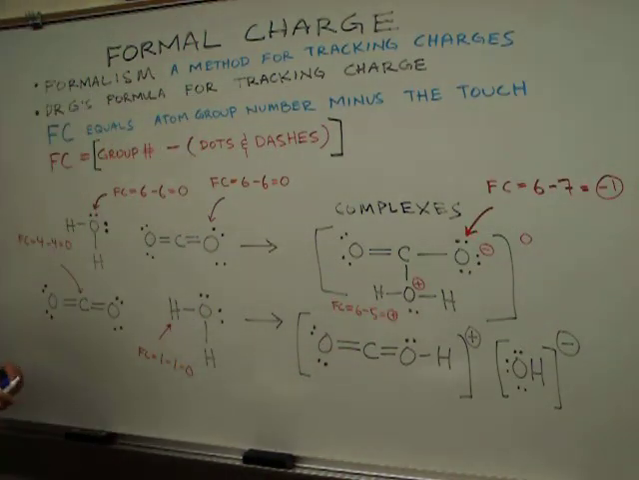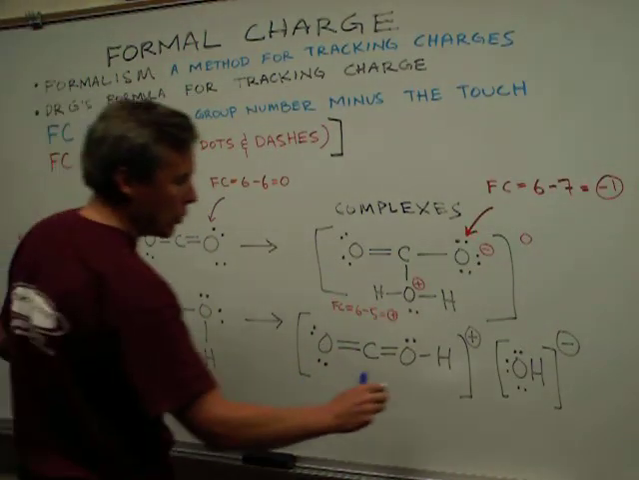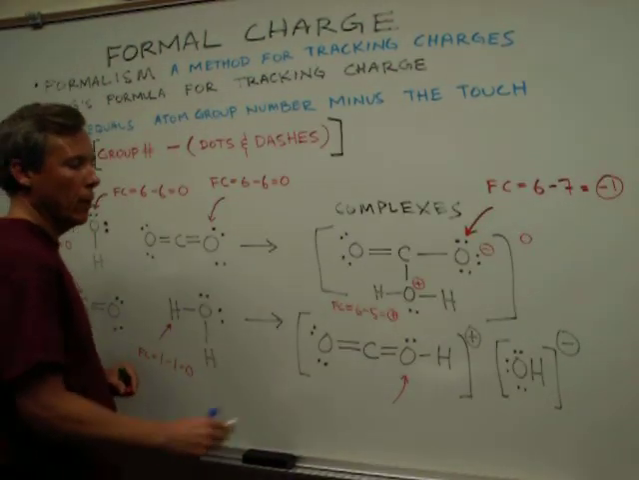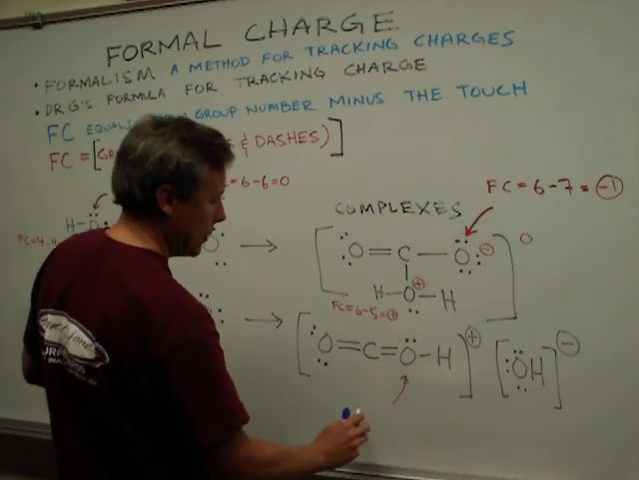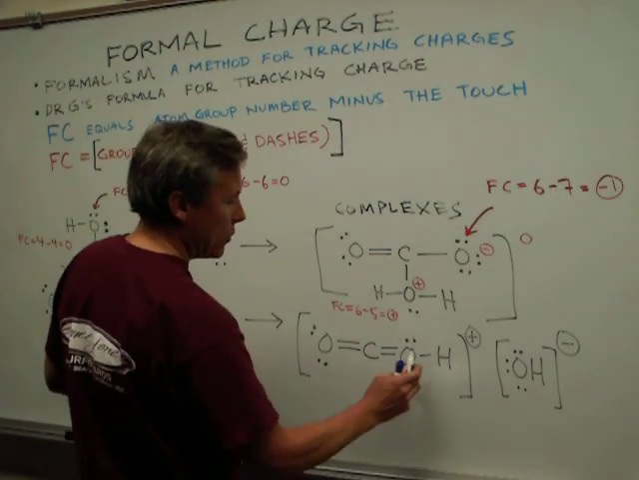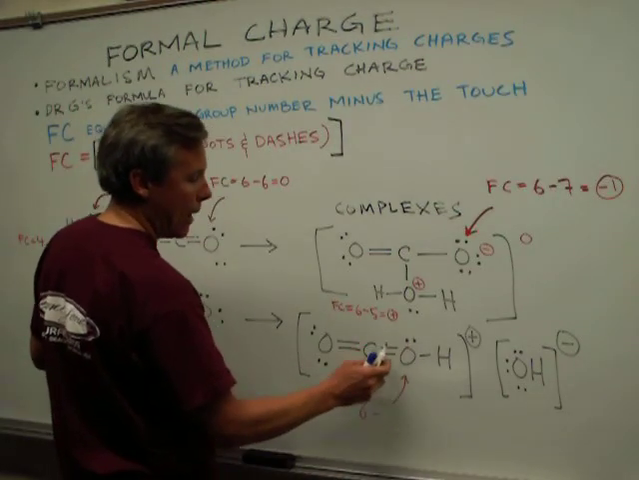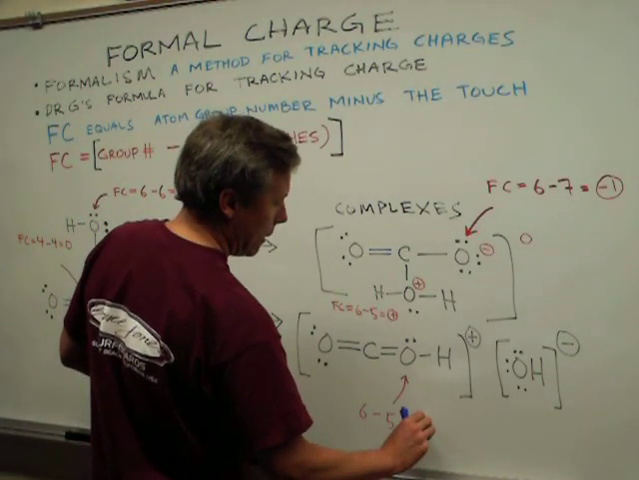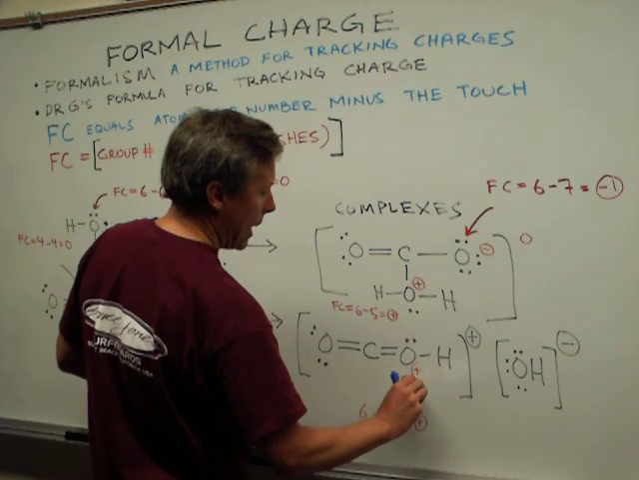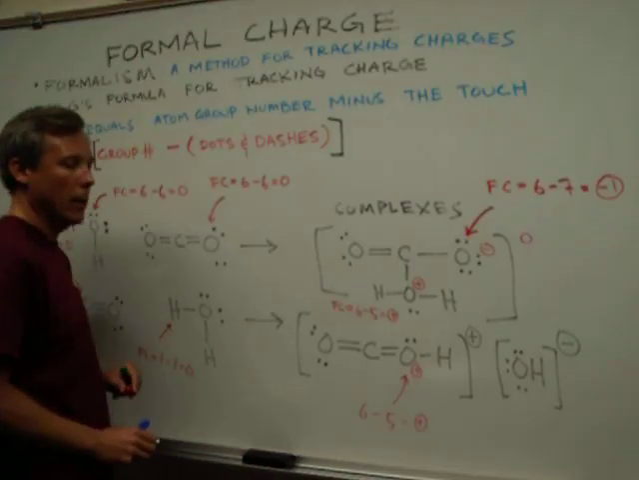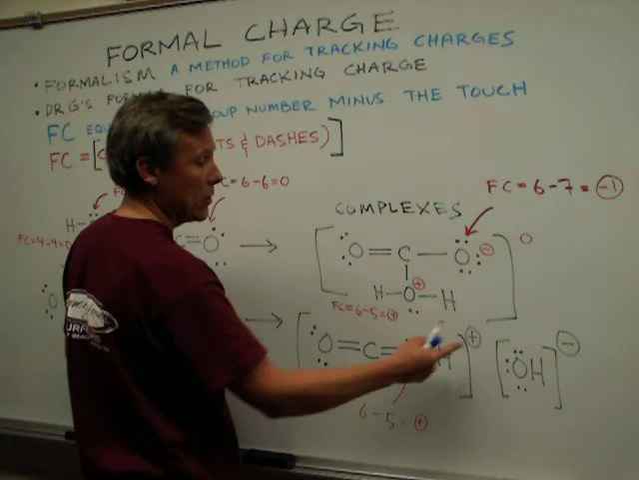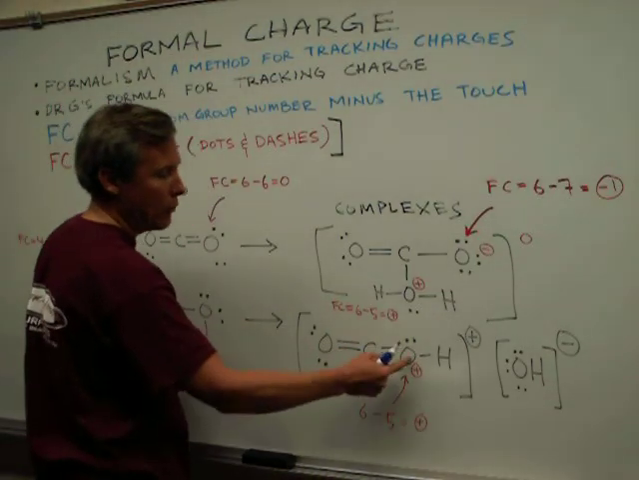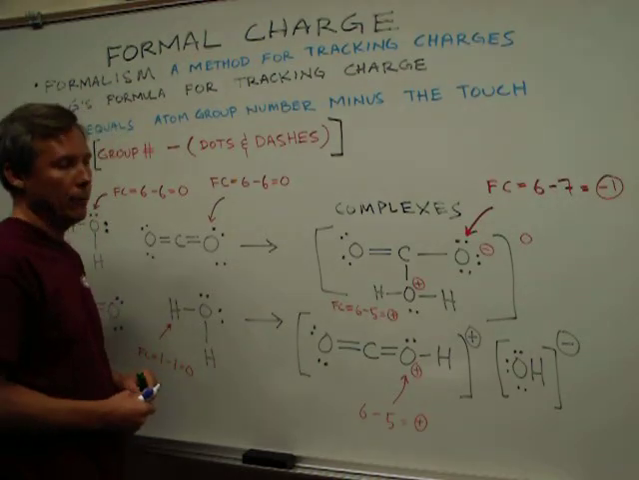Let's calculate the formal charge on this oxygen in this complex that we had drawn earlier. The group number of oxygen is 6. 6 minus 1, 2, 3, 4, 5 is equal to a positive. Thus, this oxygen bears a positive formal charge. Likewise, our overall complex bears a positive formal charge because this oxygen's formal charge is positive.